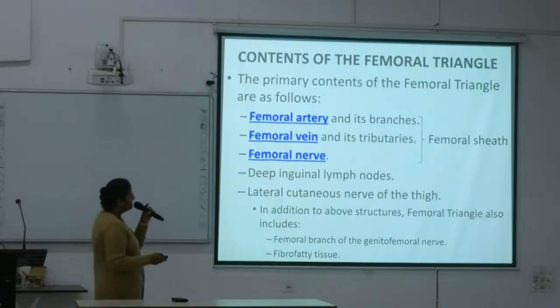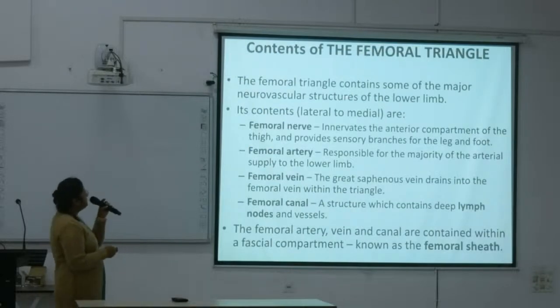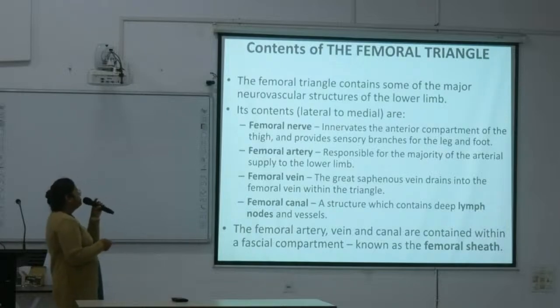Okay. Next. So the femoral triangle contains some of the major neurovascular structures of the lower limb. Contents are from lateral to medial. These positions are important. Lateral to medial. Most lateral is the femoral nerve. It innervates the anterior compartment of the thigh and provides sensory branches for the leg and foot.